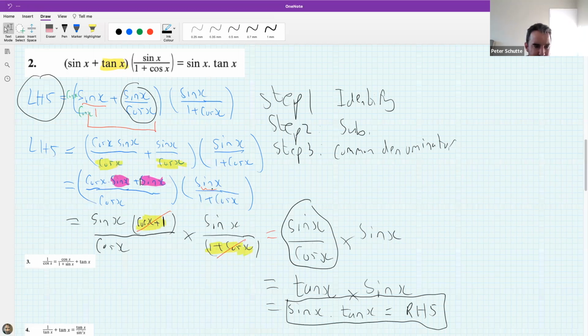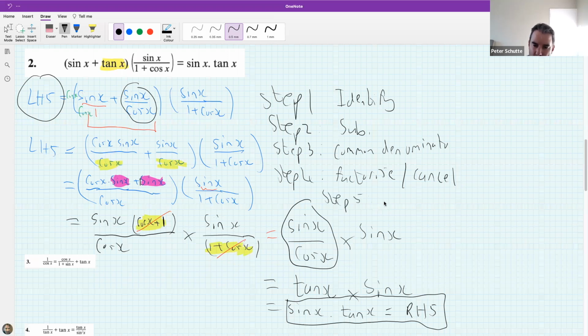And then step 4 was to factorize and cancel. And then step 5 was to sub again, where I subbed sin x over cos x back to tan x. And so basically I was just applying those types of steps.